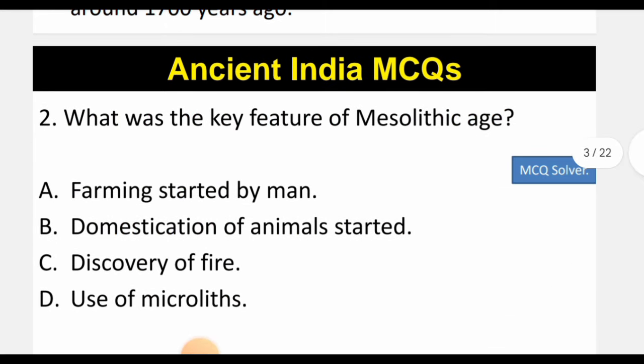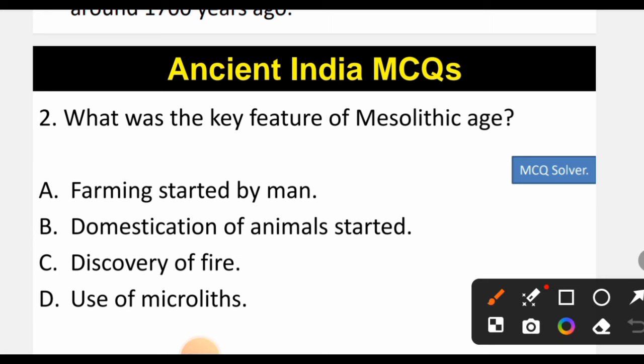Now let's come to question number 2. What was the key feature of the Mesolithic age? Among the following, the correct option will be option D, that is use of microliths. In the developmental stages of humans and human civilization, the time scale is divided into different ages like the Mesolithic age, Neolithic age, and prehistoric age. So different developments took place.